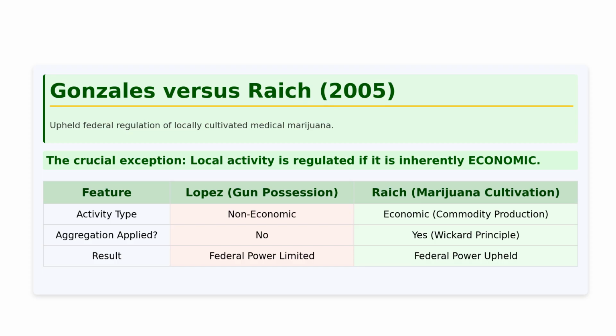The court reasoned that allowing a massive, unregulated local market to flourish would substantially affect the national market for marijuana. Thus, Raich carved out an exception. Even purely local activity can be regulated if it is economic in nature, distinguishing it sharply from the non-economic activity found in Lopez and Morrison.